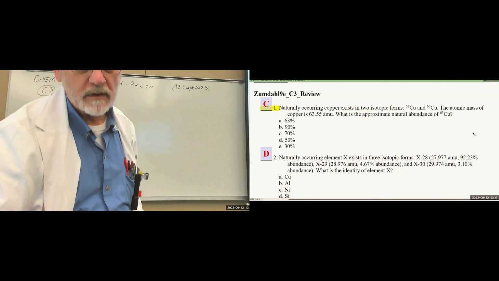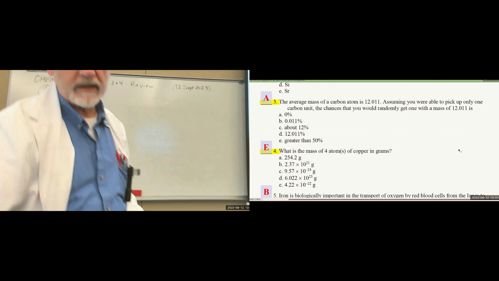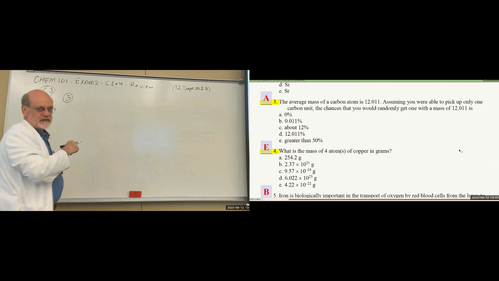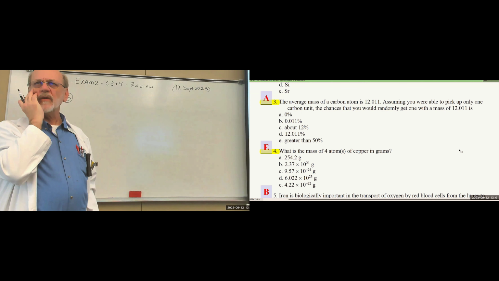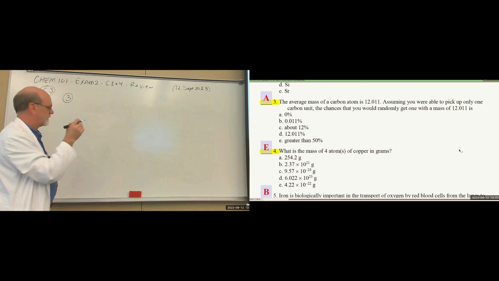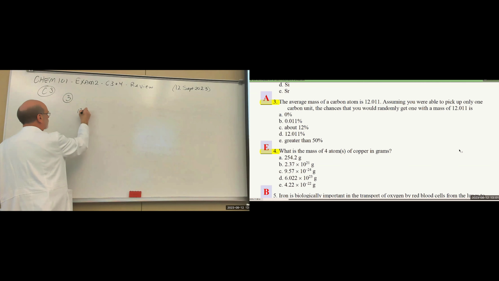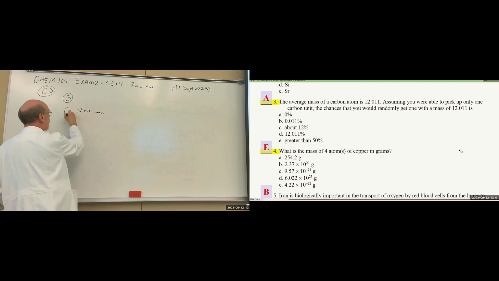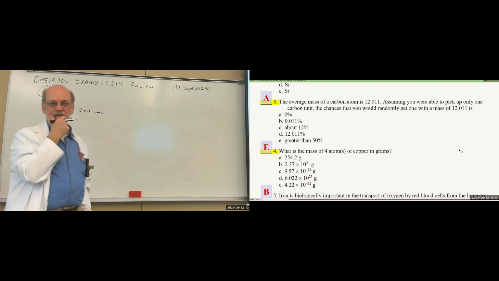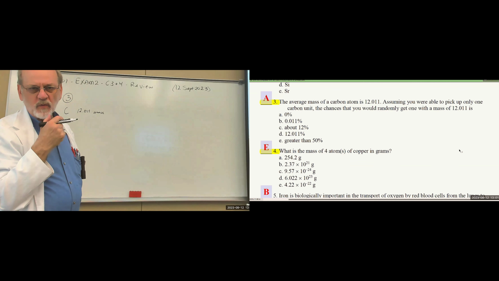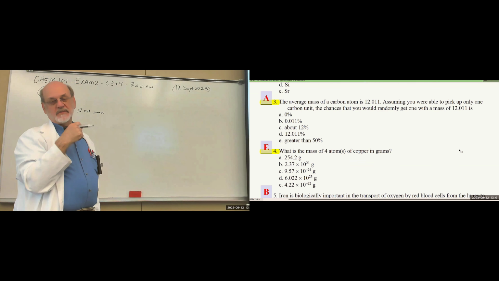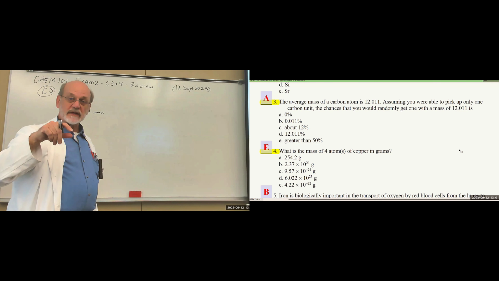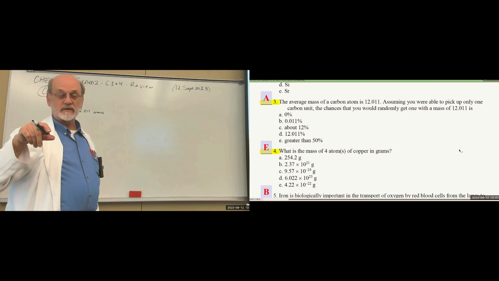Scroll to the next one. 3, I can get 3 and 4 on there. 3. All right. The average mass of a carbon atom is 12.011. That's the average atomic mass units for carbon. Assuming you were able to pick up only one carbon atom, the chances that you would randomly get one with a mass of 12.011 is what?